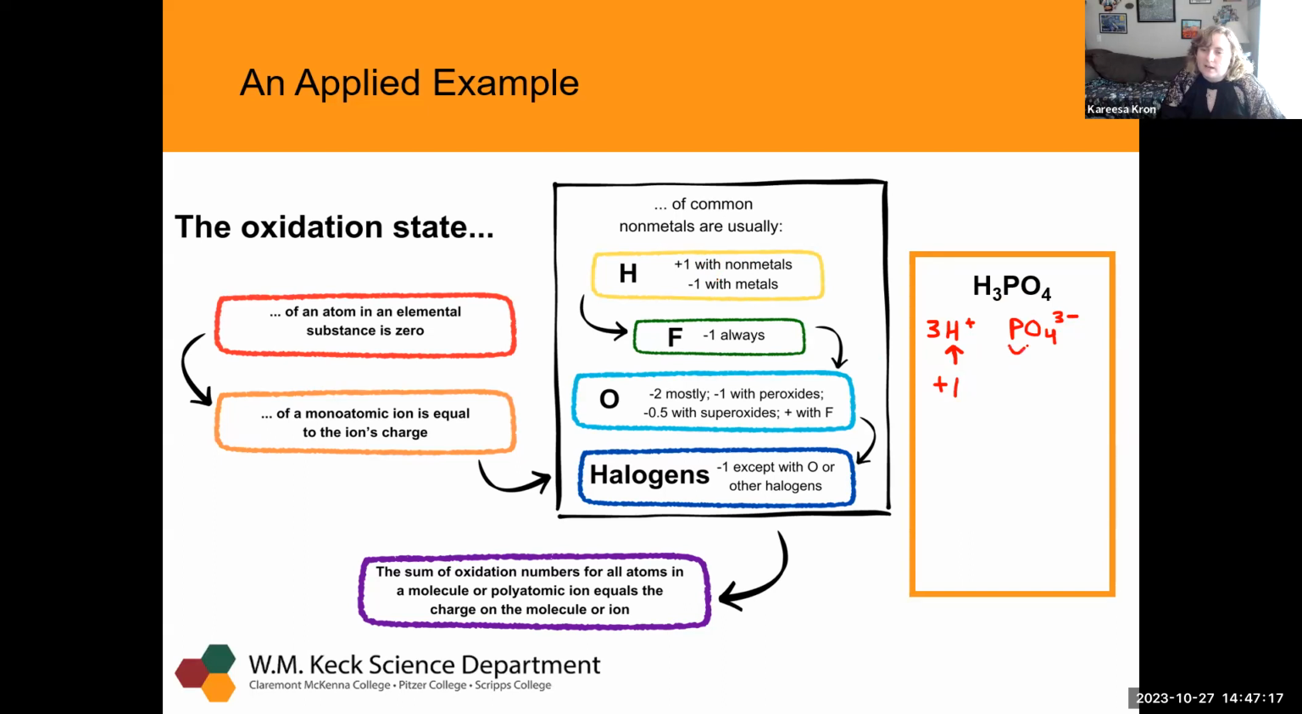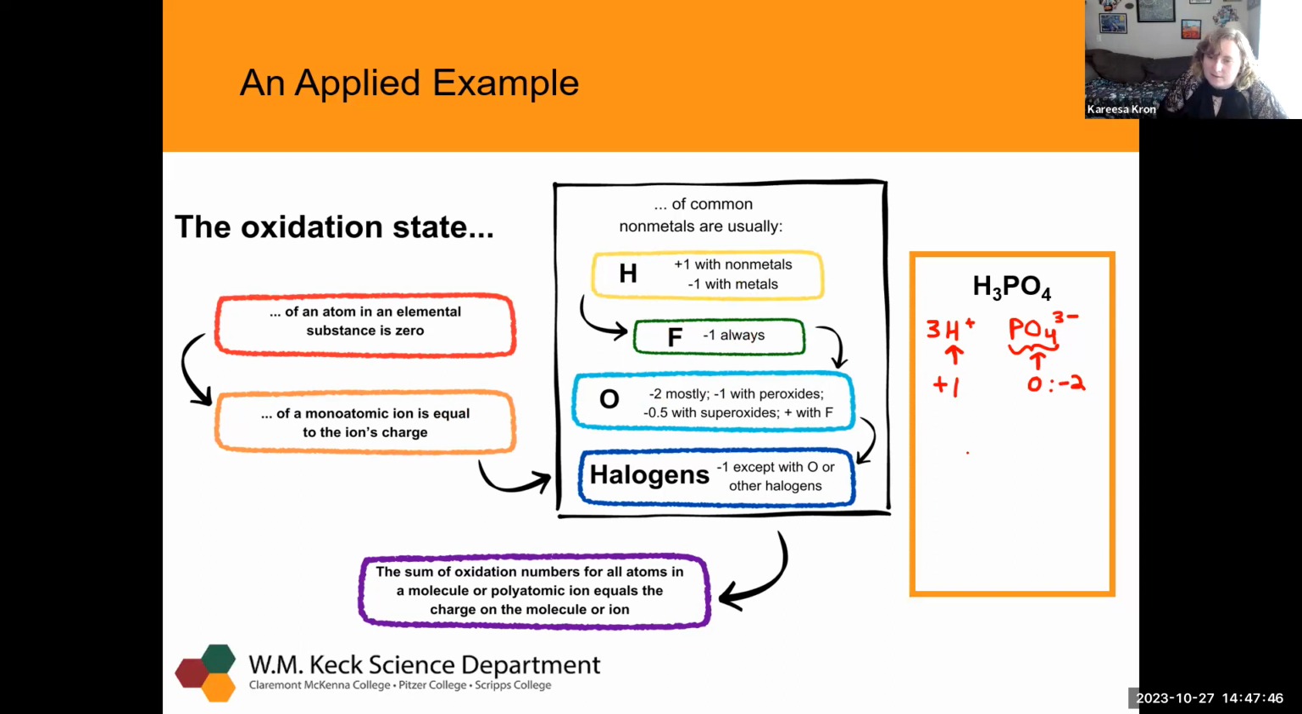And now we have to look at phosphate. And so phosphate isn't a monatomic ion. It has more than one type of atom. So we have to look here. And so we don't have a hydrogen. We don't have a fluorine in phosphate, but we do have an oxygen. And so oxygen here is going to have an oxidation state of -2.